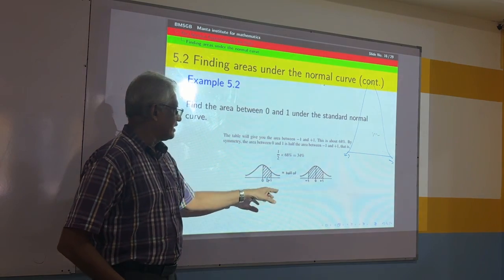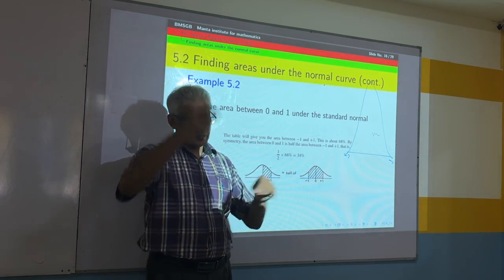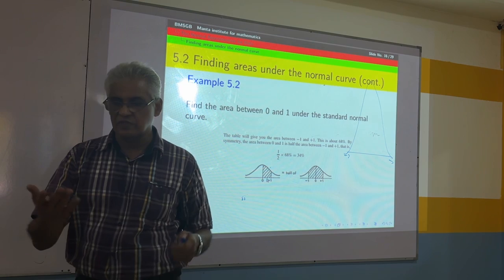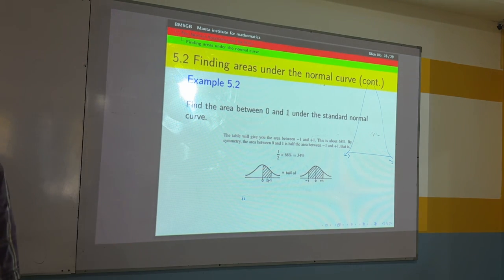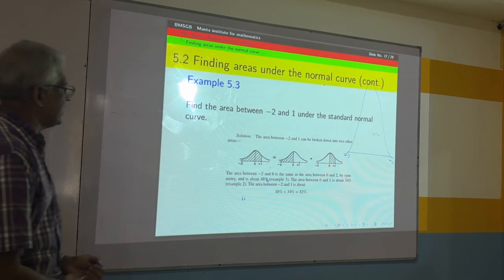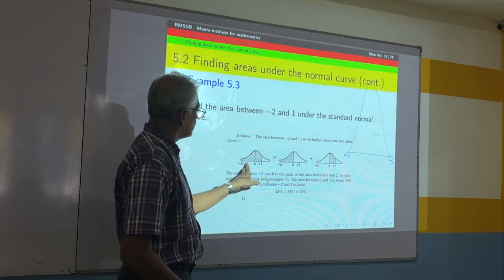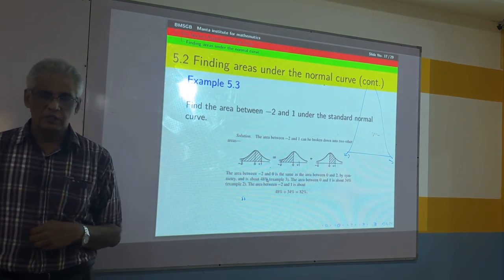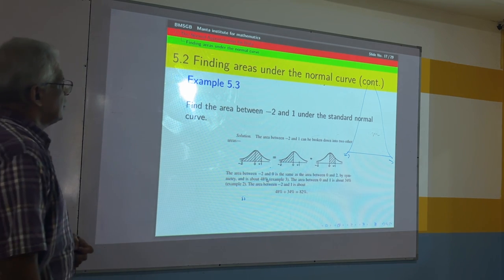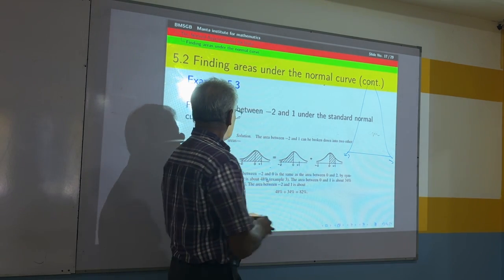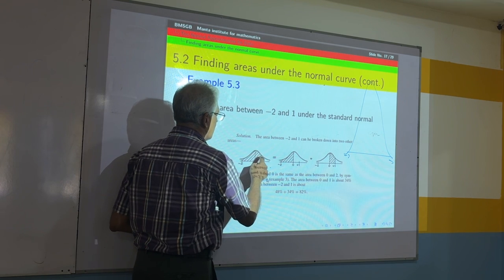So we find out the area between -1 and +1 from the table and then take half of that because it is symmetric around 0. If you want to find out asymmetric area like this, if you want to find out the area between -2 and +1 in the standard normal distribution, what you have to do is, right, you know that area is equal to this area plus this area.